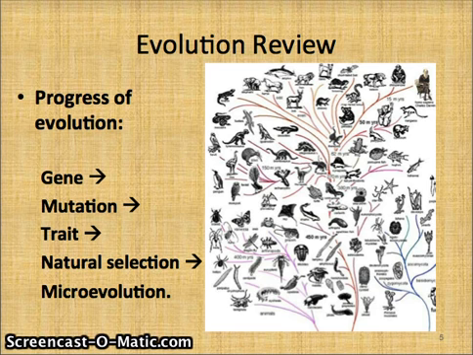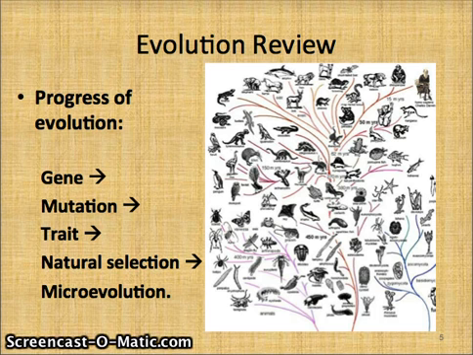This change is small enough that these new organisms can still mate with and create offspring from the old organism. If the change is big enough that the new organism can't mate with the old one, then you have macroevolution, which is the creation of a new species.